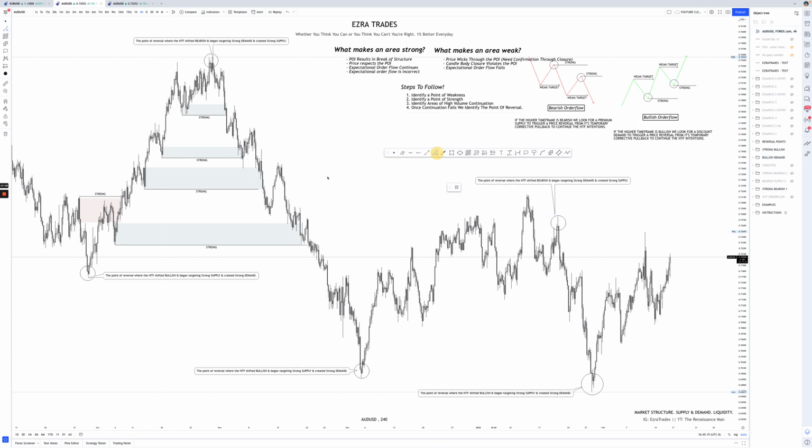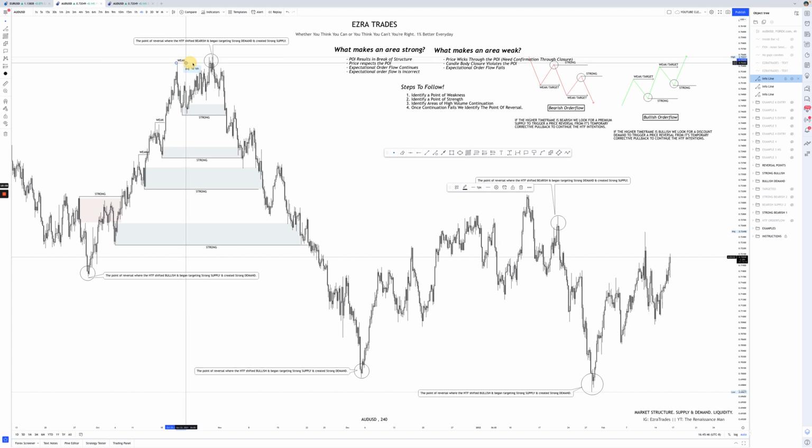And so every time that we're doing this, we're basically creating a new target. So we pull back, this area was weak, and you can label it as such. That's a weak top. Now what do we get? Continuation to the upside. What do we have? A pullback. Strong demand breaks the weak top. Continuation. When do we get another pullback?